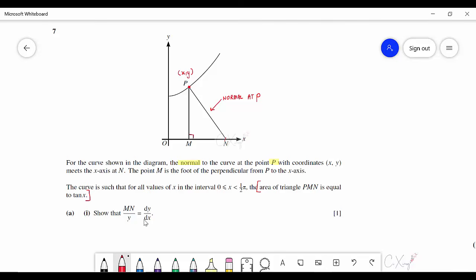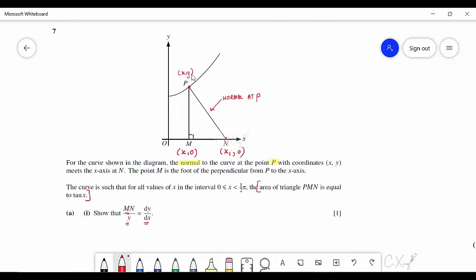First of all, they want you to show that MN over y equals dy over dx. So maybe we need to try to figure out the relationship between dy over dx, the y, and also the MN. First of all, maybe we should look at the very first information that they give us. You know that P is (x, y). Therefore, for this M here, the coordinate for M should be (x, 0). And for this point N, the x value I don't know, so it should be x1, and the y value is also 0.